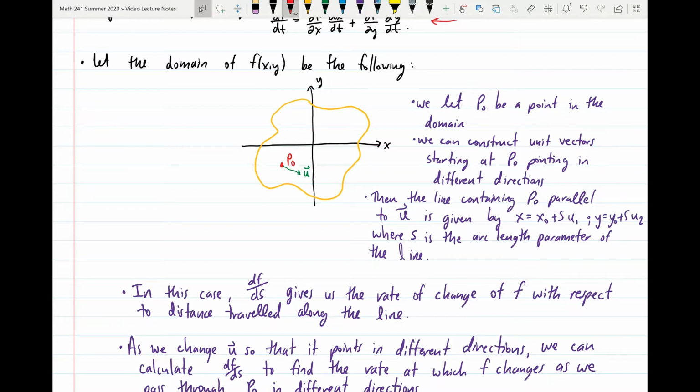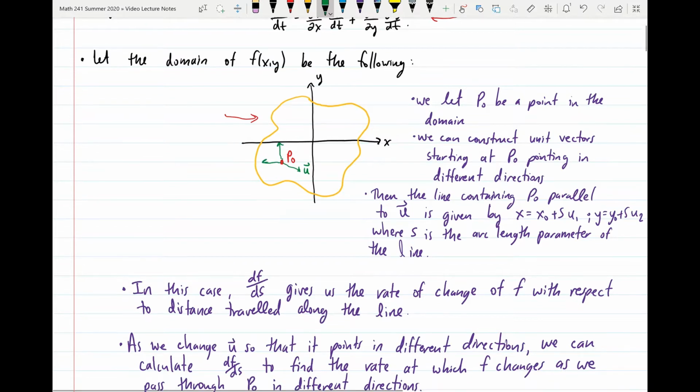and the domain of the function is the region that I have drawn in yellow here. So the domain is going to be all of the area enclosed by that yellow loop. And we can let P naught be some point inside of the domain of our function, and we can construct unit vectors that start at our point P naught that point in different directions. So I have one unit vector that's already drawn, but we could draw other unit vectors as well. I can draw a unit vector that goes up, I can draw a unit vector going to the left or in any kind of different direction as long as it starts at the point P naught.